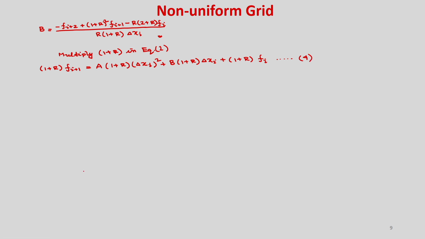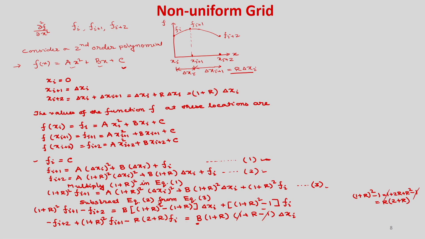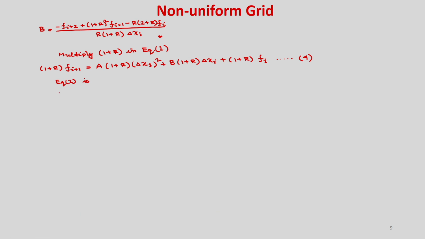Now, equation 2, whatever we have written, we are rewriting equation 2: fi plus 2 is equal to a into (1 plus r) whole square delta xi square plus b into (1 plus r) into delta xi plus fi. So, this is equation 2. Okay. Now, subtract equation 4 from equation 2.